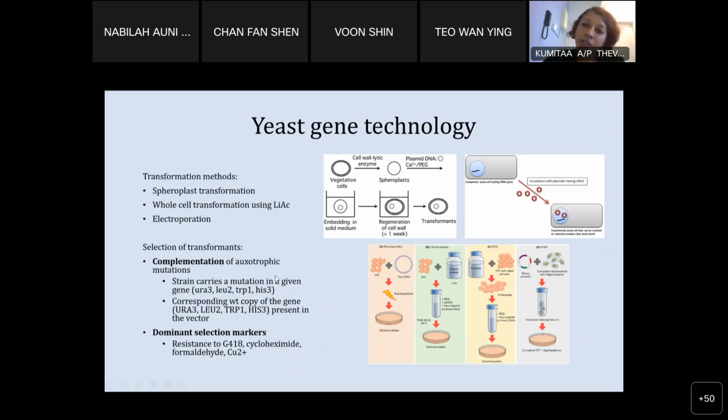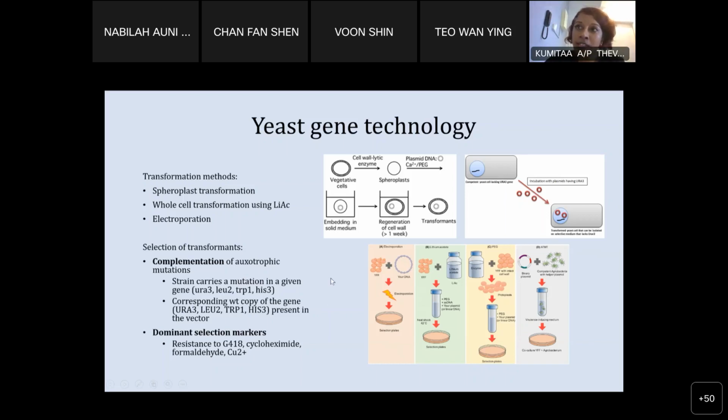So just to quickly point out certain information, your transformation can be done through complementation of auxotrophic mutations. This is what we see in this diagram here, where your strain carries a particular mutation, and what you are trying to introduce contains the wild type copy of the gene. So when you do that, your final product will actually have the wild type copy of the gene, and then you're able to select for that.